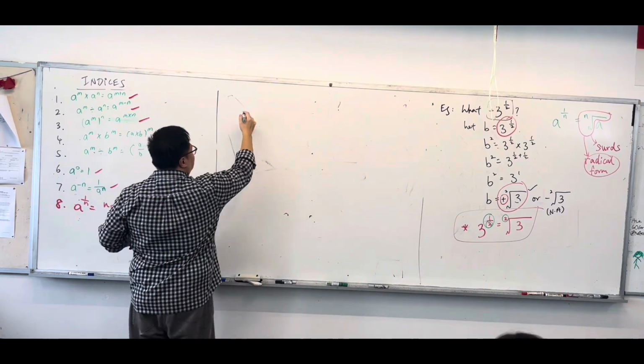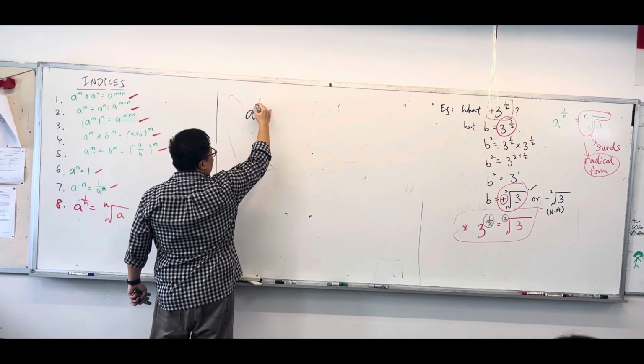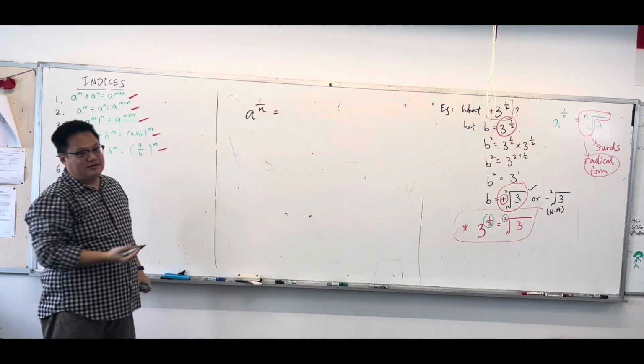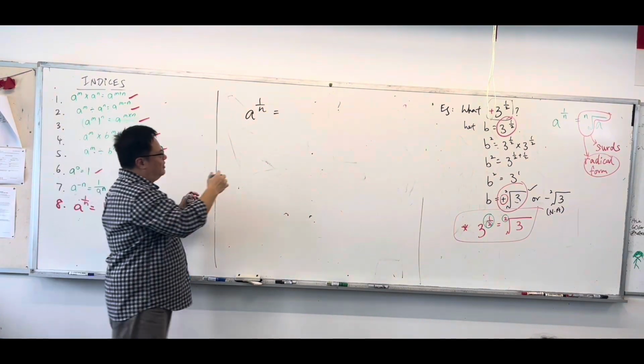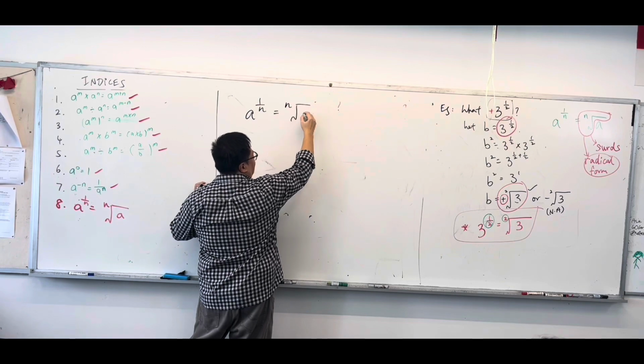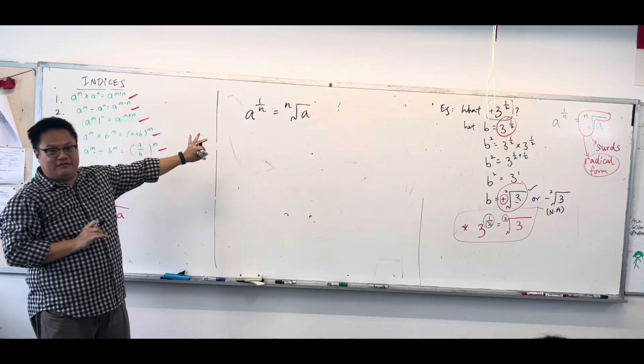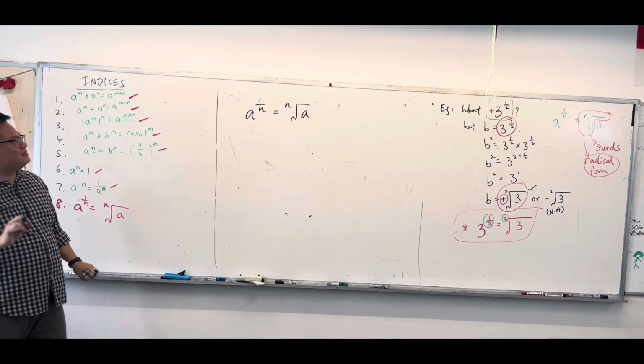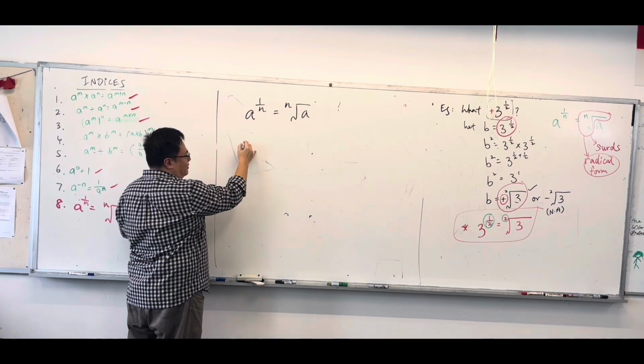Okay, please watch. We have learned that a to the power 1 over n, Dom, what is this equal to? The nth root of a, right? The nth root of a. Okay, don't ask what if there is a numerator. I'm going to introduce this to you.